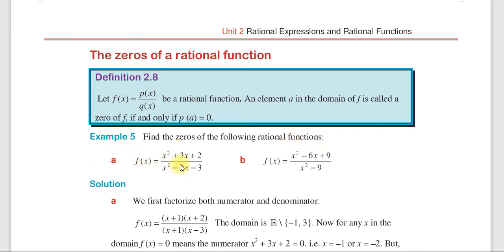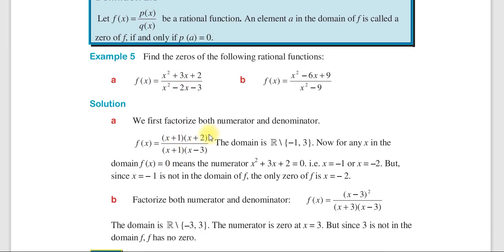For example, find the zeros of the following rational functions: a, f of x which is equal to x squared plus 3x plus 2 over x squared minus 2x minus 3, and b, f of x which is equal to x squared minus 6x plus 9 over x squared minus 9. So find the zeros of those functions ነው የተባለው. First ምንድነው የምናደርገው?